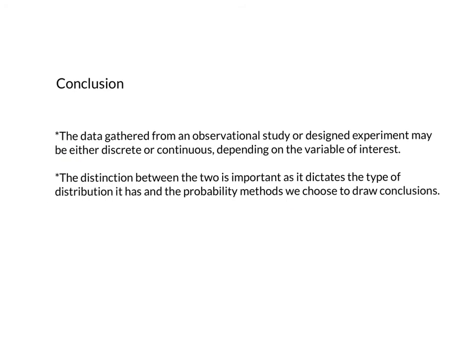In conclusion, the data gathered from an observational study or designed experiment may be either discrete or continuous, depending on the variable of interest. The distinction between the two is important as it dictates the type of distribution it has and the probability methods we choose to draw conclusions, which we'll see later in the textbook. Looking at the table of contents, you might notice that Chapter 5 is devoted to some important discrete distributions, while Chapter 6 focuses on various continuous distributions.